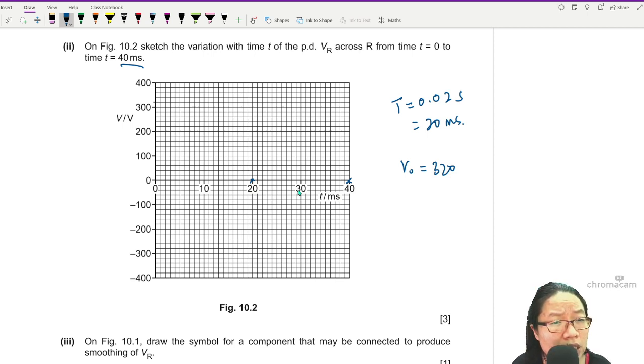320 is here. 2, 4, 6, 8, 10. Yeah, this is 320. And this is 320. So I'm going to just draw a sine wave to make my life easier.